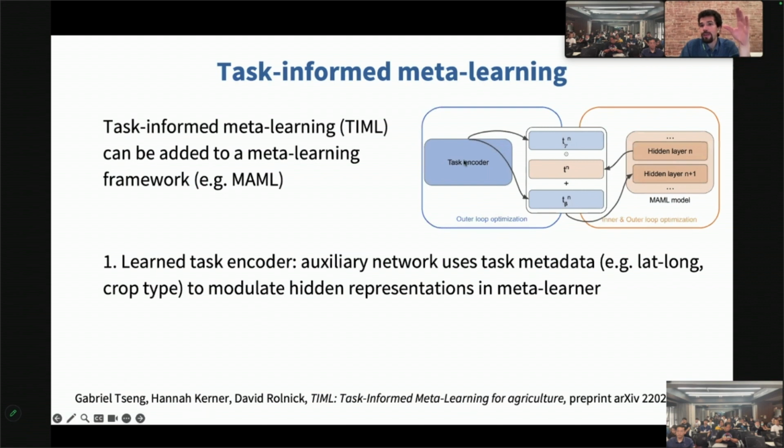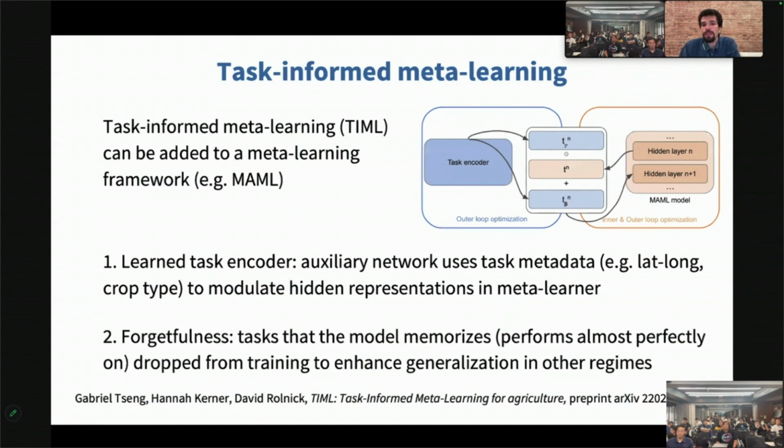You're going to take that information, you're going to encode it with one neural network. You're going to take these 2 outputs in the neural network, and you're going to just do a linear transformation with those encodings in order to modulate your hidden representations in the MAML model. So the meta learner is now able to incorporate where in the world the data was coming from and what kind of data it was, like what crop.